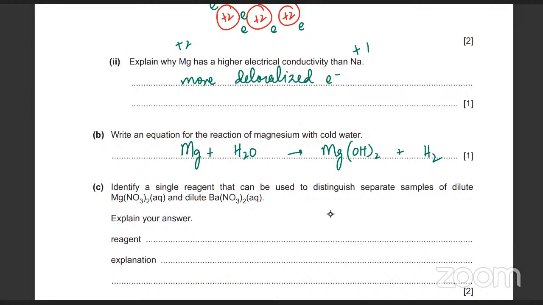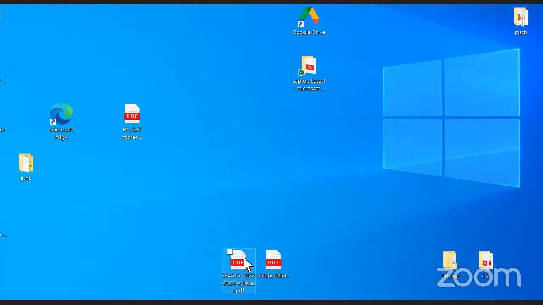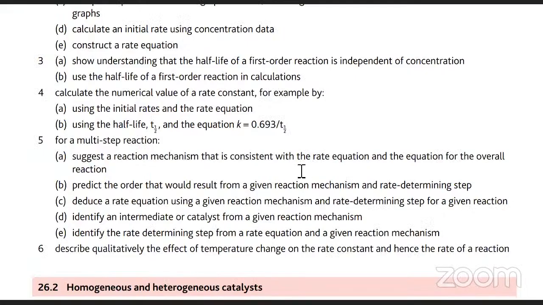The next part is to identify a single reagent that can be used to distinguish separate samples of dilute magnesium nitrate and barium nitrate. Now this is a lab test. So how do you identify barium ions, if you remember what the lab tests are? What's the difference between magnesium and barium? You have to remember these lab tests. But barium is easy. How do you identify barium, by the way?